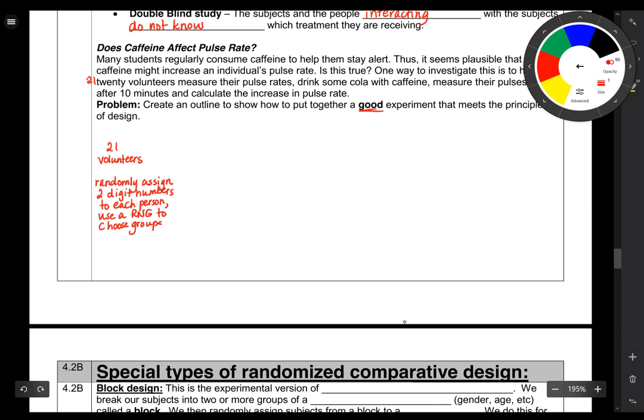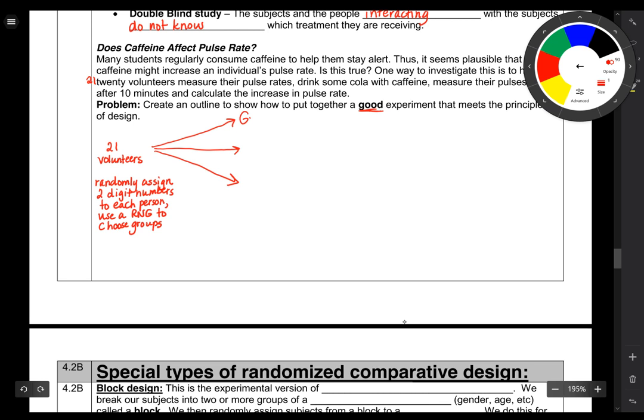Or you can say, I assigned numbers 1 through 21 to each person, and then I used my graphing calculator and used random integer to select my groups that way. Then the first 7 numbers would go to the first group, since there's going to be 3 groups. I would do 3 groups because 21 divides nicely. So here, you're going to have part of your outline, 3 groups.